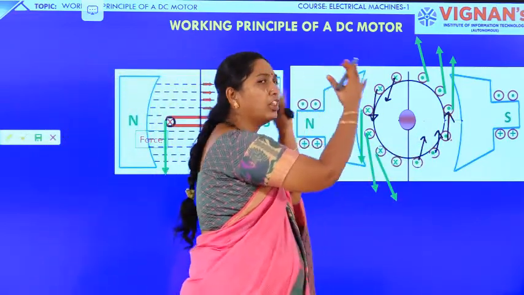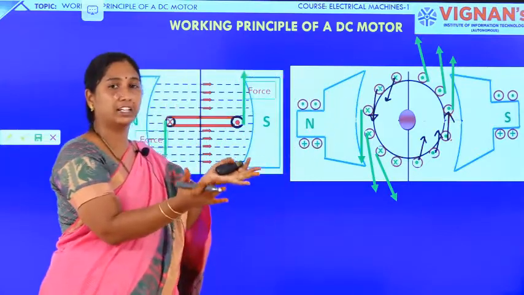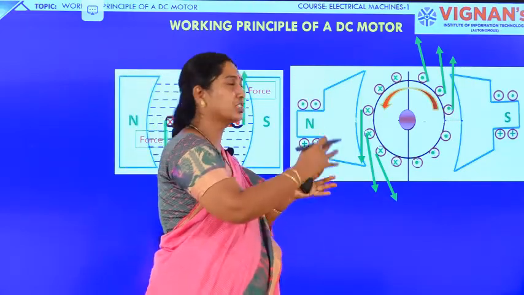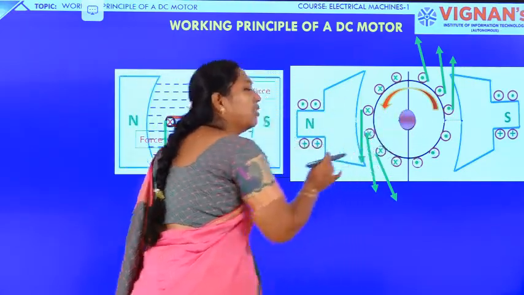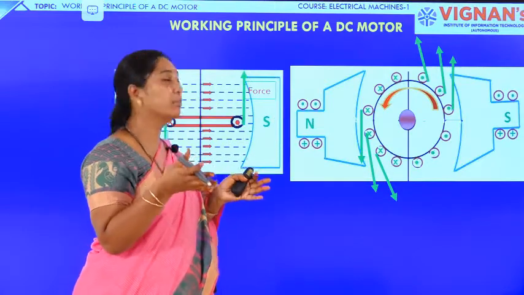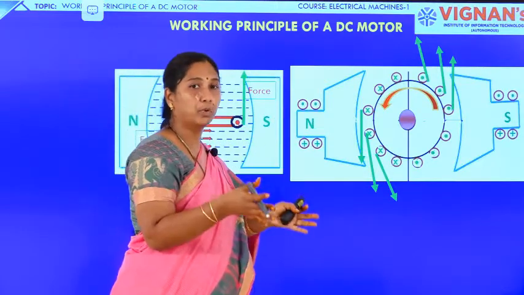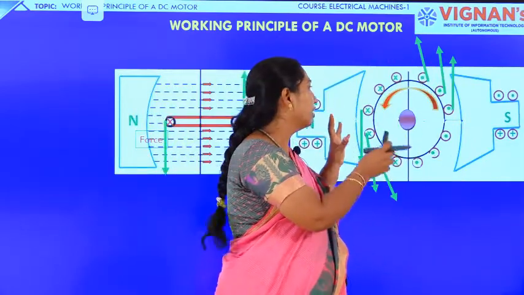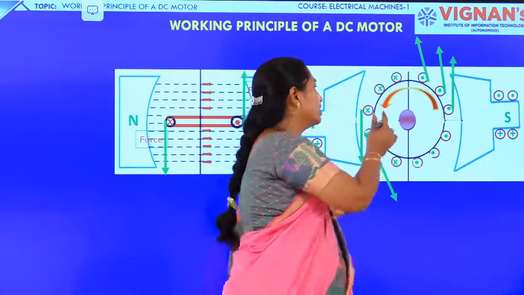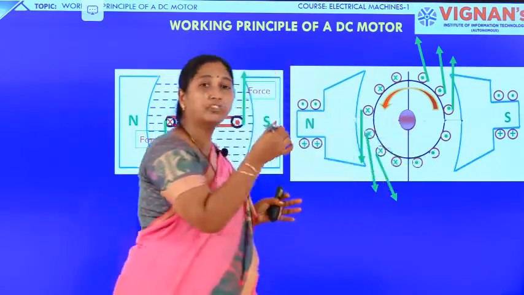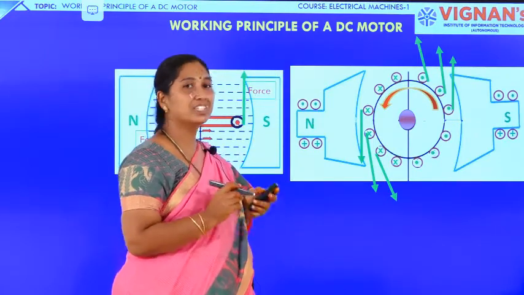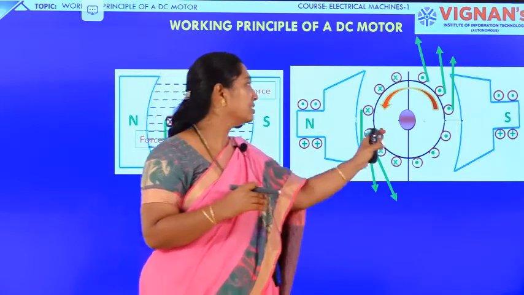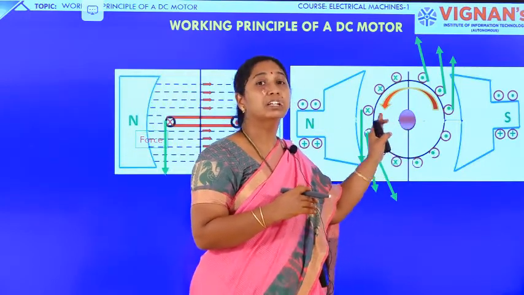The sum of all these forces acting on all the conductors placed on the armature will give rise to a twisting force which acts on the axle of the machine. This axle is nothing but the shaft of the DC motor. So, the sum of all the forces acting on all the conductors will cause a twisting force which is acting on the shaft of the DC motor. This twisting force is nothing but the torque experienced by the DC motor.